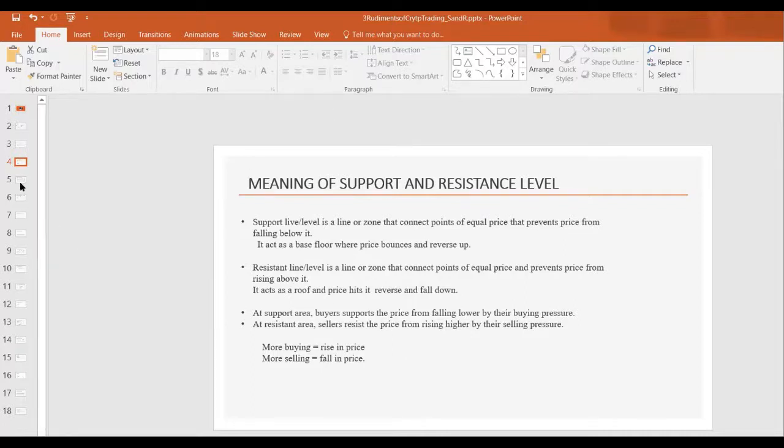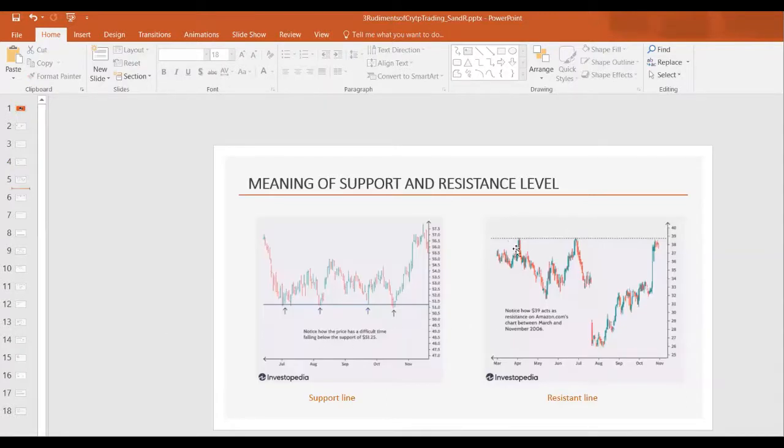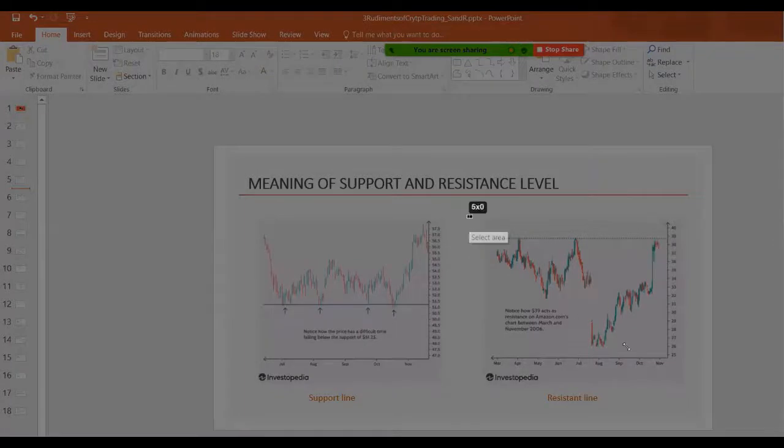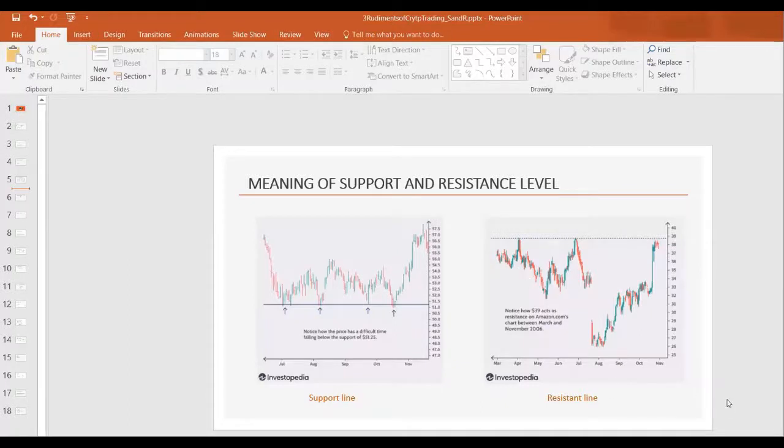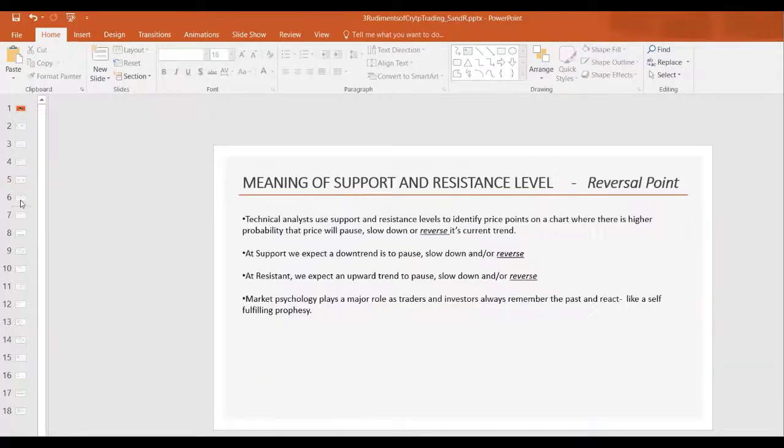On the other hand, resistance is also a line that connects price of equal points. Those are prices and they are of equal points. Resistance, which we said is like a ceiling, is preventing the price from going above it. Once the price gets to resistance, it falls back. The price gets there, it falls back. The price gets there, it falls back. So this is a support line and this is a resistance line. It's as simple as that.